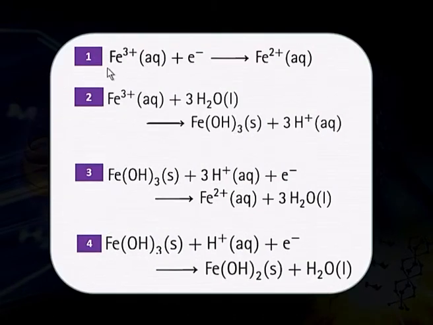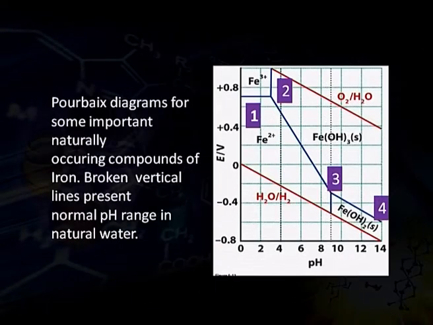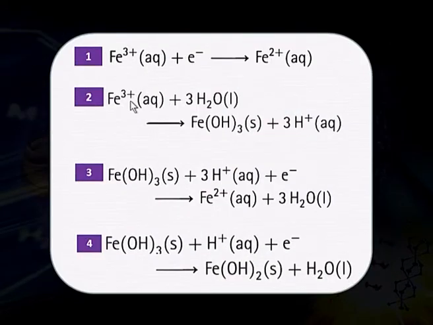This is the formation of Fe2+ from Fe3+ in the Pourbaix diagram, this one. The ferric state is changed into the ferric hydroxide. In the third, the ferric hydroxide is changed into the ferrous state. In the fourth one, this ferric hydroxide is changed into the ferrous hydroxide.